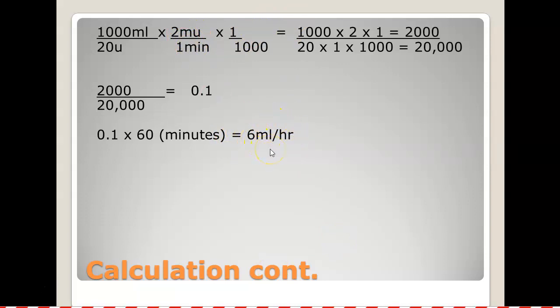So like I said, a lot of the smart pumps will do that conversion for you. If you program in 2 milliunits, it's going to automatically feed out the 6 milliliters an hour if it knows how much Pitocin is in your bag, in this case 20 units, and how big your bag is, in this case 1,000. But a lot of pumps do not do that. So if they don't, you need to know how to do this math conversion so that you can program the pump correctly.